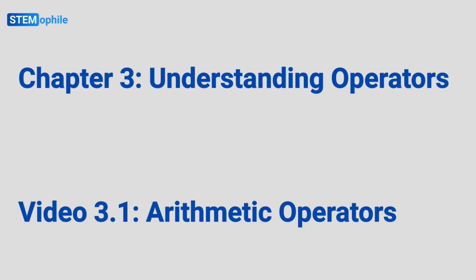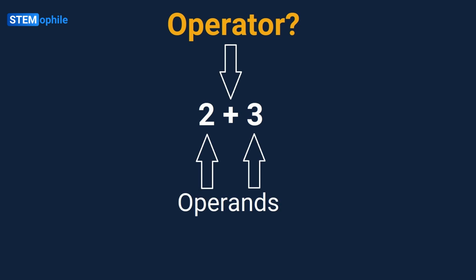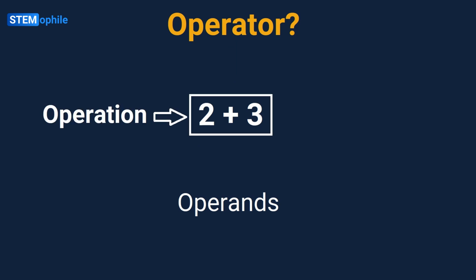In this chapter, we'll learn about operators. So, what is an operator? When we perform an operation on some values, we use symbols. For example, when we add two numbers, we use the plus symbol. These are called operators. In the operation 2 plus 3, plus is the operator and the values 2 and 3 are called operands. The entire process is called an operation. We have already learned this in school.